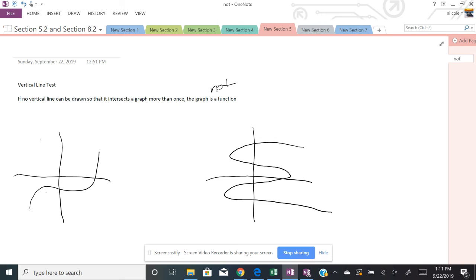So here, in this first graph, if there's anywhere I can draw this vertical line that I hit the graph more than once, it would make it not a function. And you might say way over here you might be hitting more than once, but you're not. It's going to continue to move out. You're only going to hit it once. So this is a function.